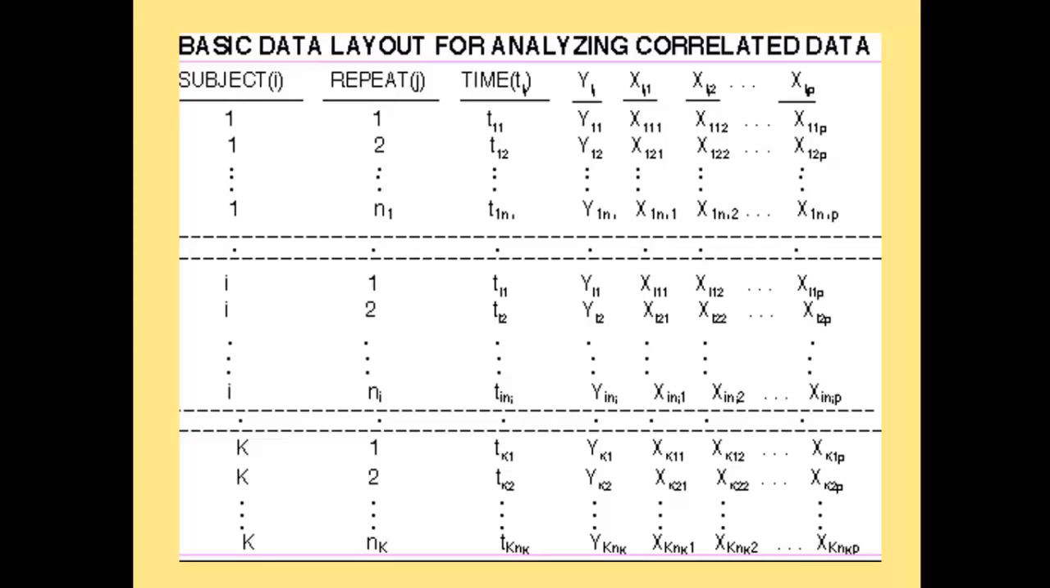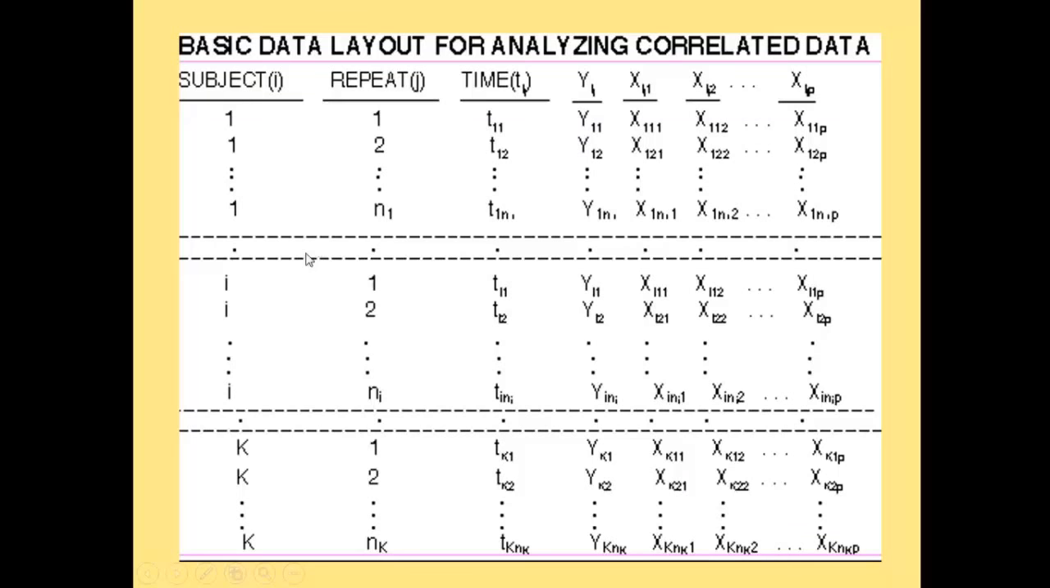Now, what the X's are, X's could be time independent, time dependent. You could have X's that are confounders. They could be product terms, and so on. And how they're defined is up to you in terms of what you're trying to do with your study. So that's what the data layout looks like.